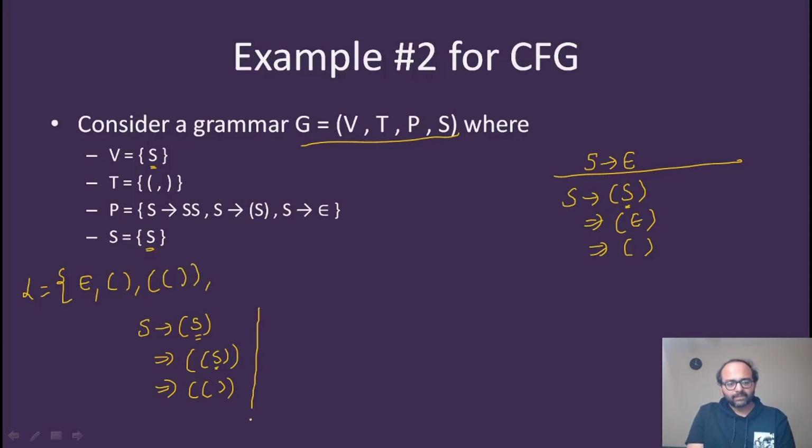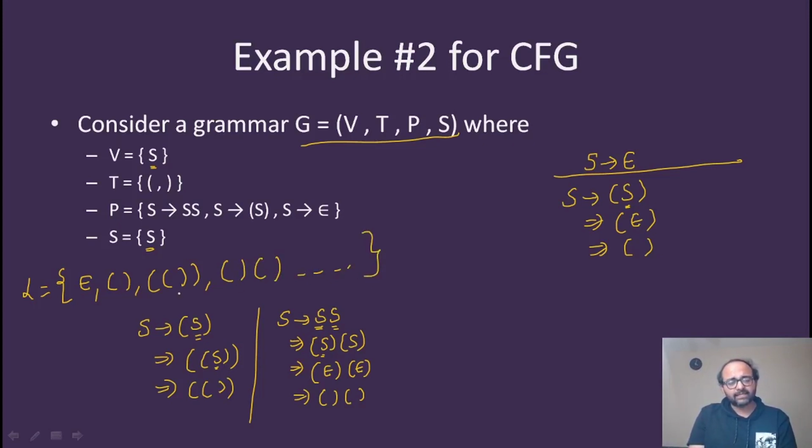Now I'll consider another production, capital S tends to capital S, capital S. Here, first I will substitute capital S as left parenthesis, S, right parenthesis, and the other S as left parenthesis, S, right parenthesis. Now S can be replaced with epsilon in both places. Now you can write it as left parenthesis, right parenthesis, left parenthesis, right parenthesis, and so on.